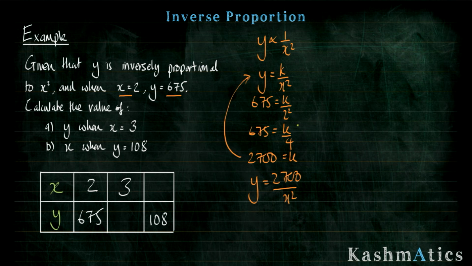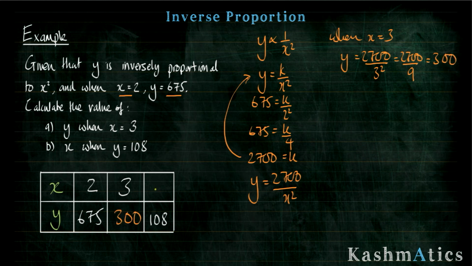And now we can fill in the numbers in the table. So when x equals 3, y is equal to 2,700 divided by 3 squared, which is going to be 2,700 divided by 9, which is 300.